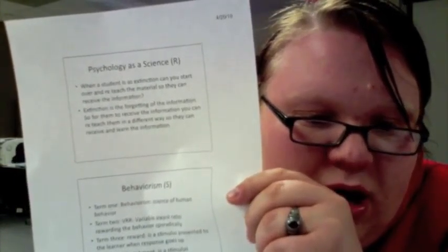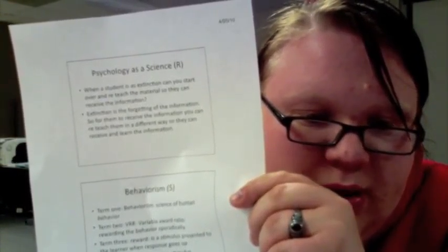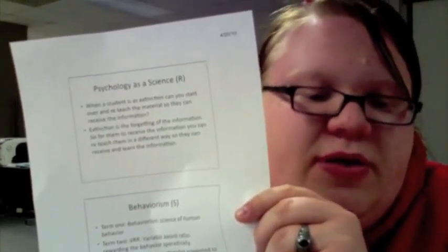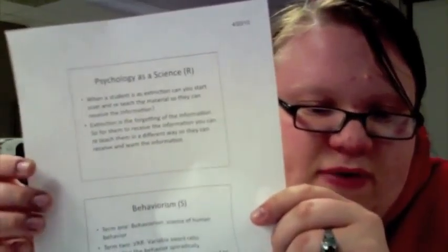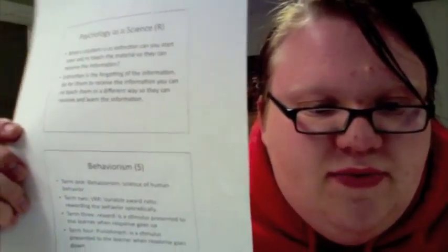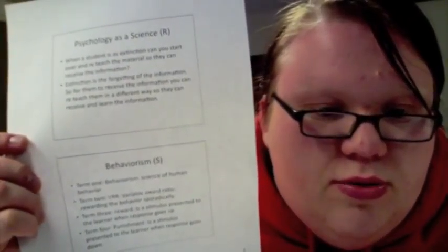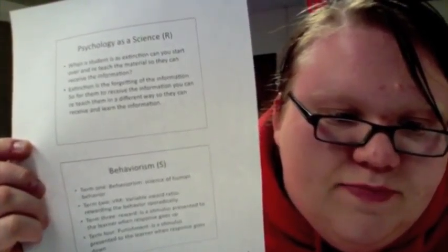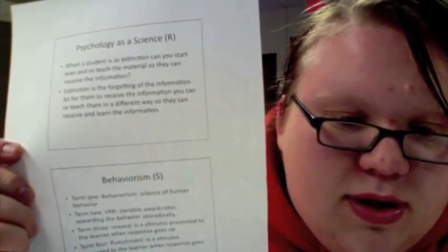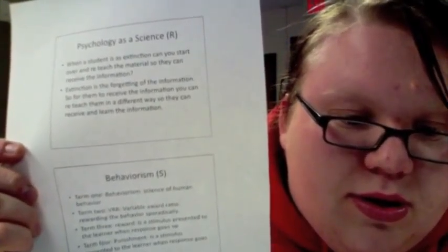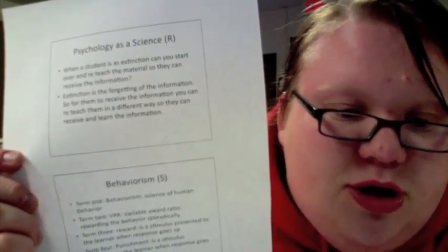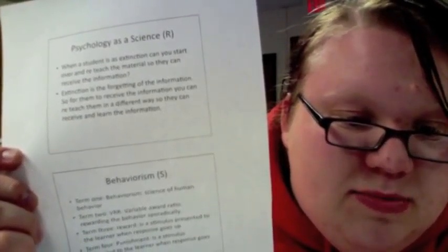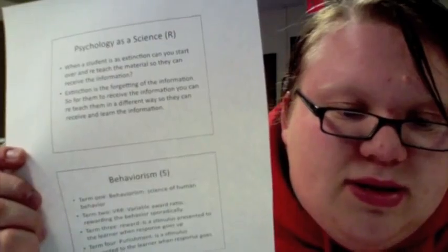The 4 terms that I used in behaviorism are behaviorism, VRR, rewards, and punishment. Behaviorism is a study of human behavior, and the term VRR stands for variable rewards ratio, which means rewarding the behavior sporadically. The term reward stands for a stimulus is presented to the learner when a response goes up. The term punishment is a stimulus presented to the learner when the response goes down.